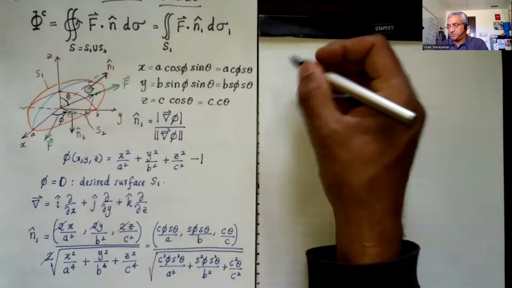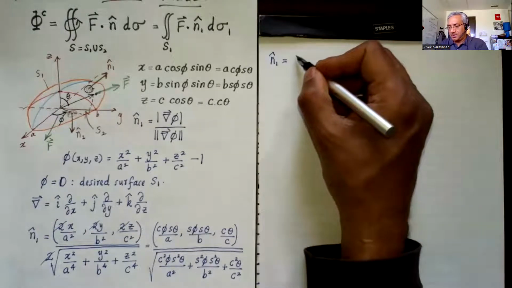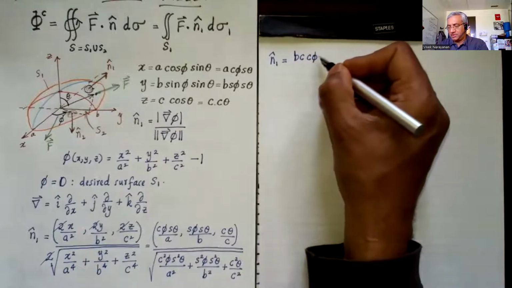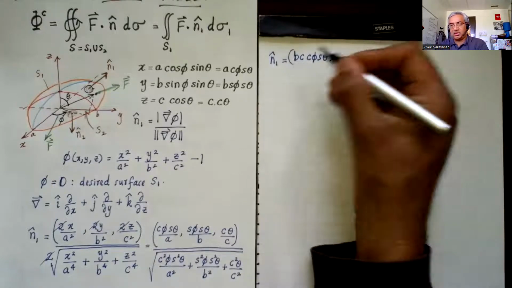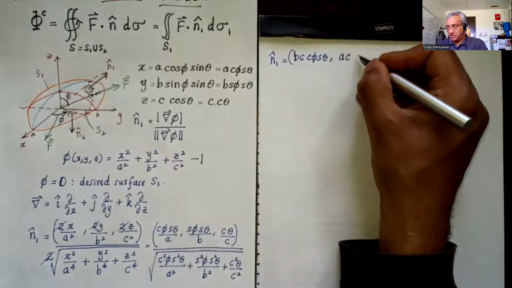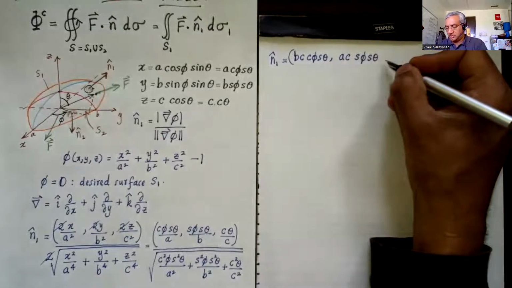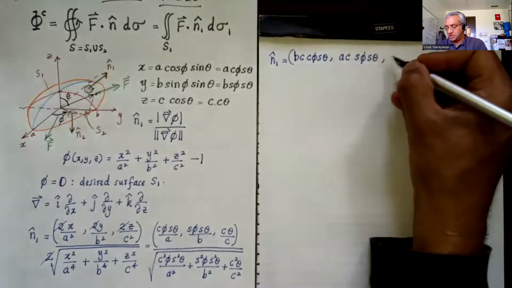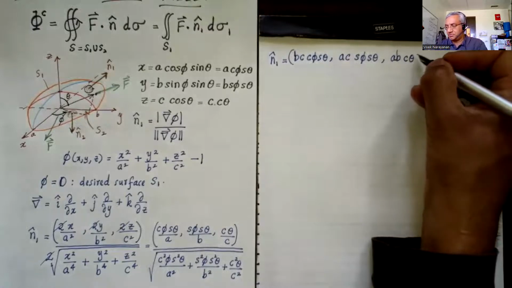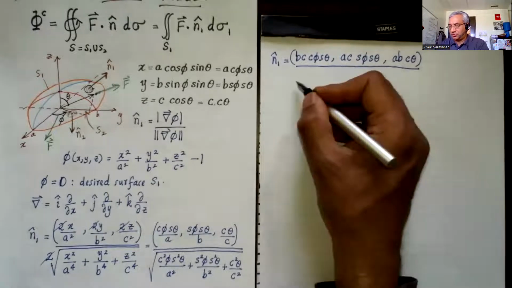Just continuing, n1 hat is equal to BC cosine phi sine theta, comma, AC sine phi sine theta, comma, AB cosine theta, divided by the same things squared.